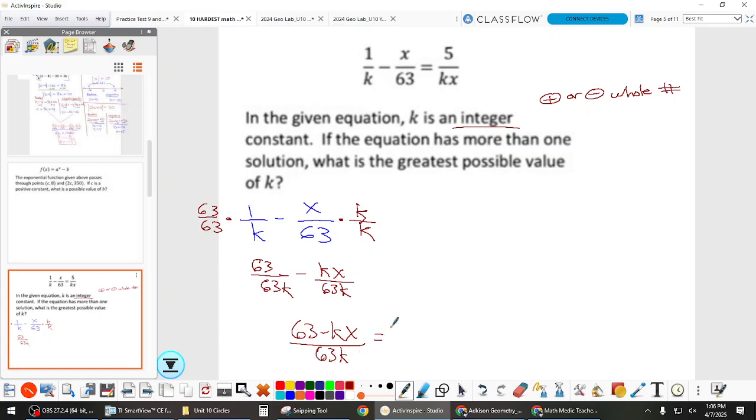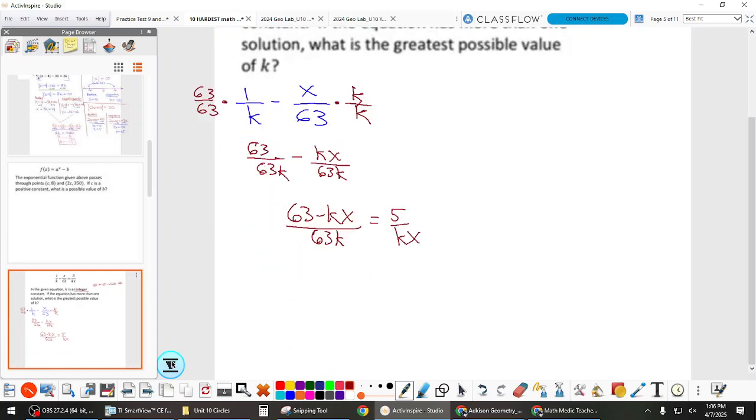Okay, and then the other side, 5 over kx. Anyway, so the left side looks better, I think. To me it does. Okay, and then, you guys, we have done a lot with proportions this year, right? Just what do we do to solve them?